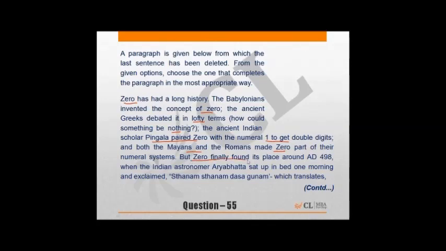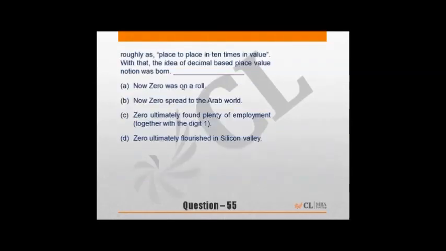But zero finally found its place around AD 498 when the Indian astronomer Aryabhatta sat up in bed one morning and exclaimed, Sthanam Sthanam Dasagunam, which translates roughly as place to place is 10 times in value. With that, the idea of decimal based place value notion was born. Look at the choices. Now zero was on a roll. So it was born and now zero started becoming popular, or the usage of zero becoming popular. So A could be correct on account of continuity.